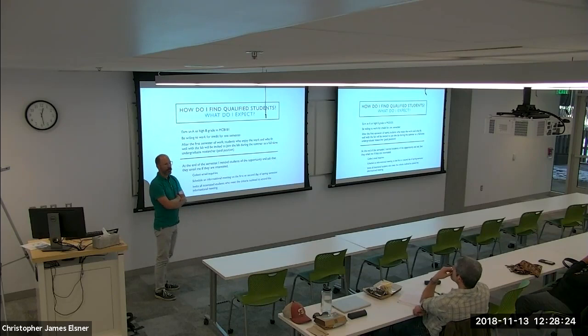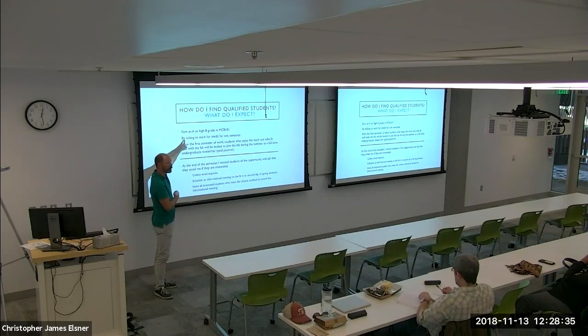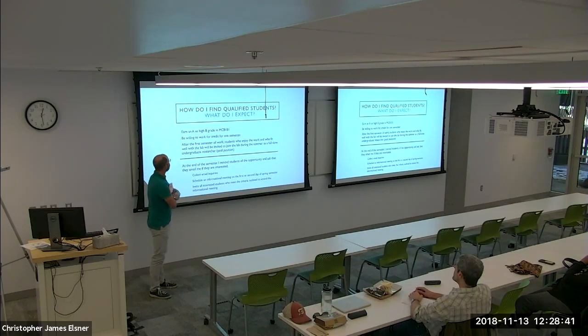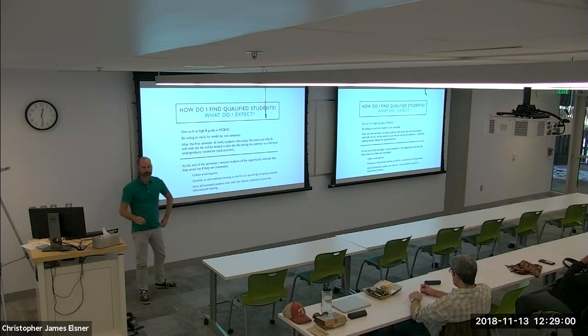You have to get an A or a very high B in MCV 181. You have to be willing to work for credit for 1 semester. And I typically don't take volunteers. I require that students work for credit during that first semester. After the first semester, I tell students, if you like it and we like you, then there's an opportunity to continue over the summer. You'd be invited to join the lab as a full-time undergraduate researcher over the summer, and that would be a paid position.